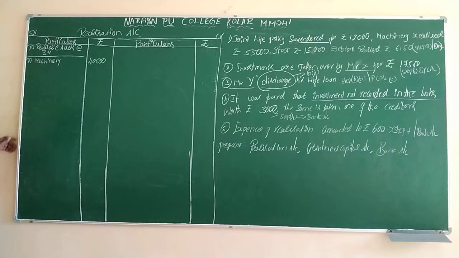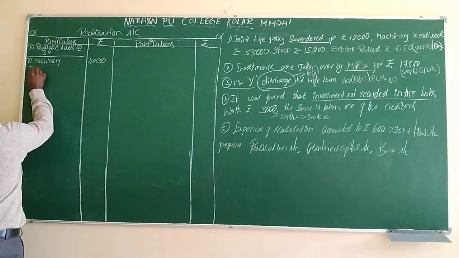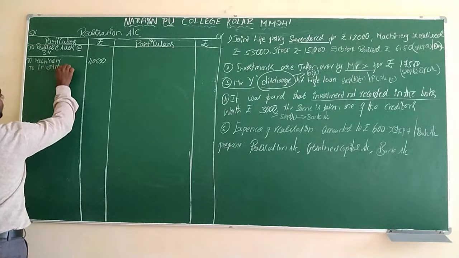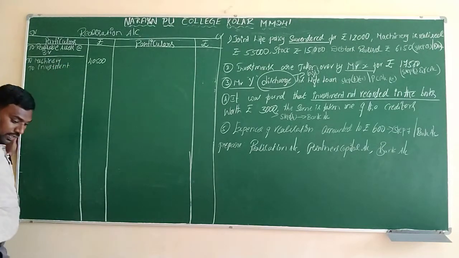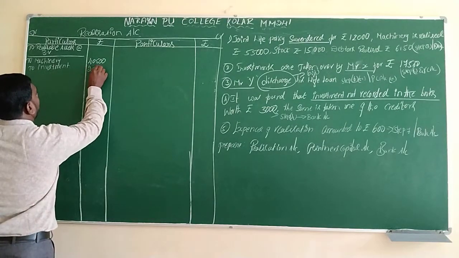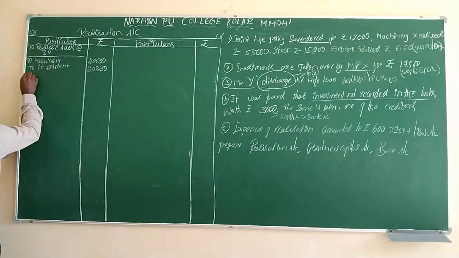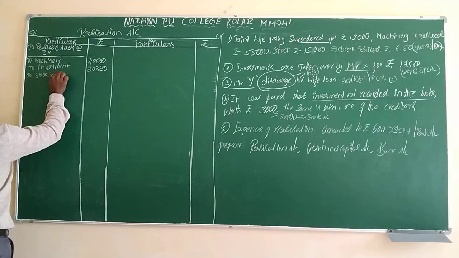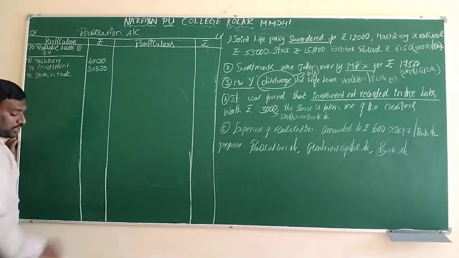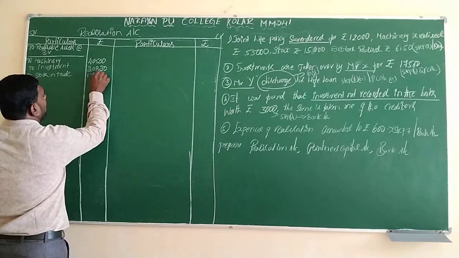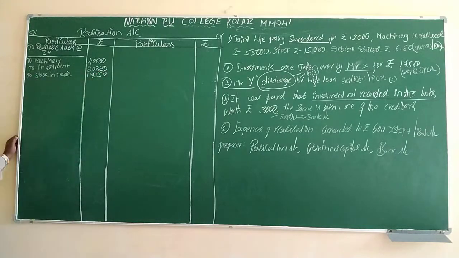After that, to investment. The value of investment is 20,830. After that, to stock in trade. The value of stock in trade is 17,550.